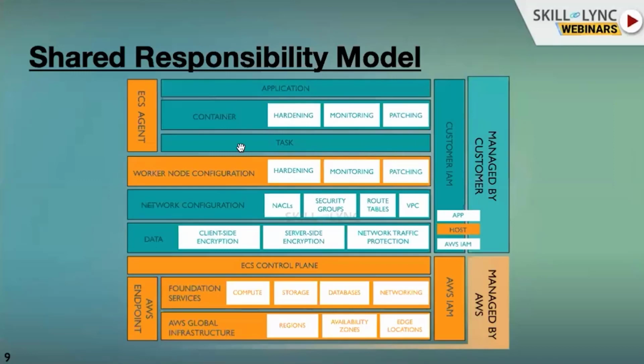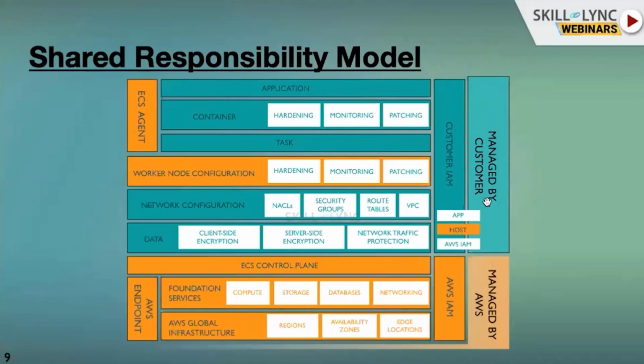Another view of the shared model: you can see the bottom layer is managed by AWS and the upper layers are managed by the customer. Here you can see the foundation services like the EC2 service, which is a container, plus storage, networking, and databases. If my website is not able to communicate with the DB, then it's a networking issue. It falls under AWS. And the regions: for contingency purposes, there are multiple sites for AWS. So zones and availability need to be taken care of by AWS. They have to plan and configure.